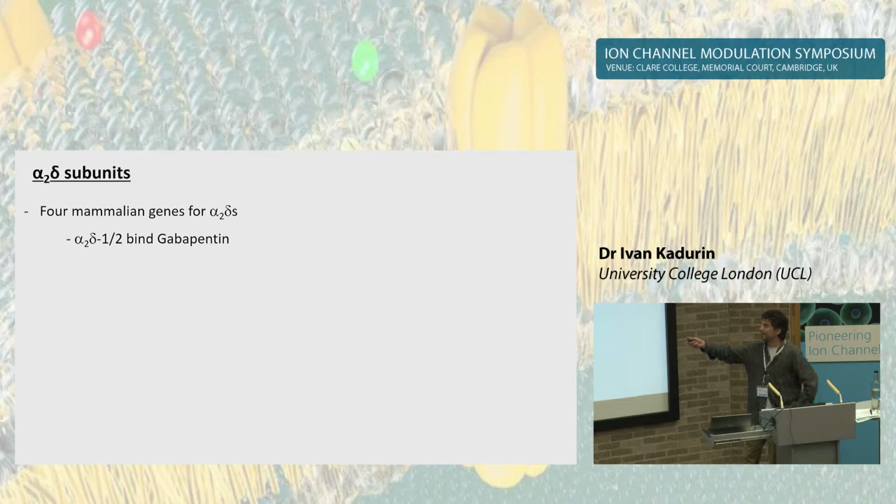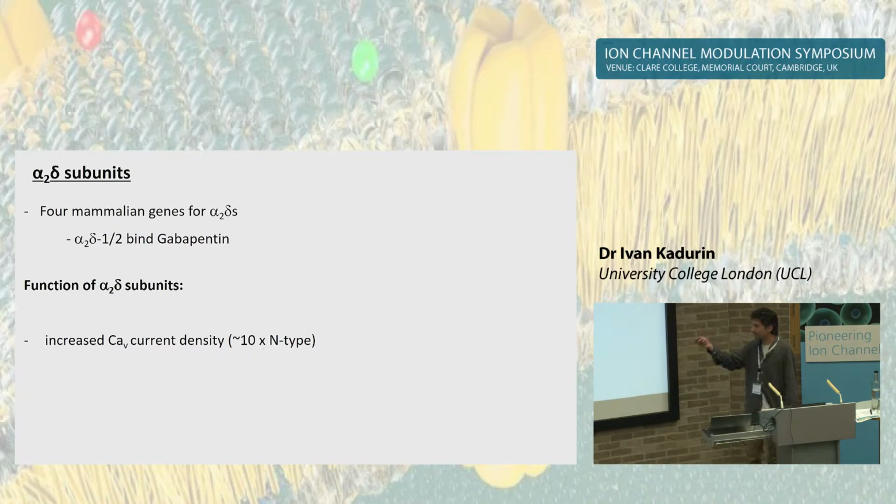Just several more words about alpha-2 delta. There are 4 mammalian genes encoding 4 different alpha-2 delta subunits. The alpha-2 delta 1 and 2 subtypes have been very interesting for the pharmaceutical industry because they are the main target for binding of gabapentin, which is prescribed against chronic pain.